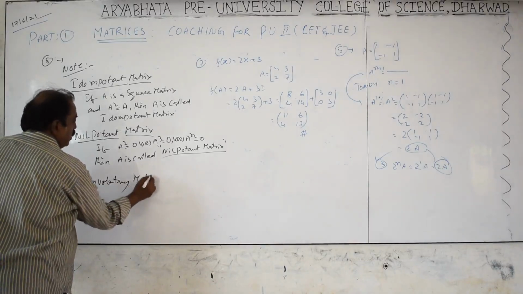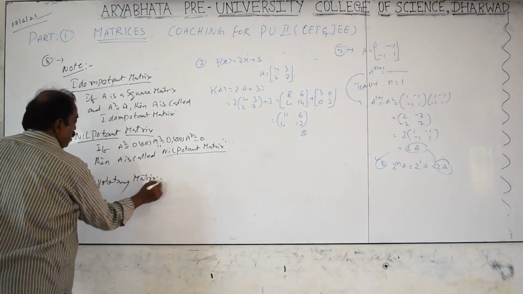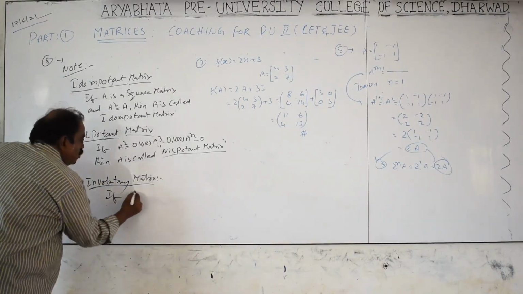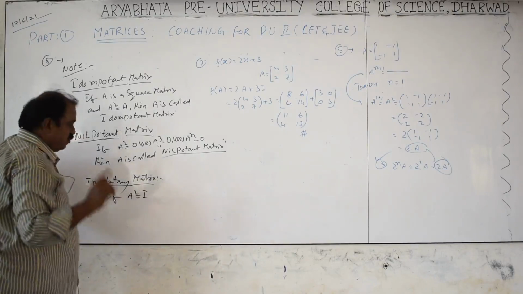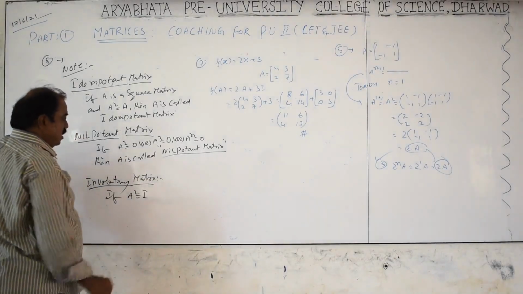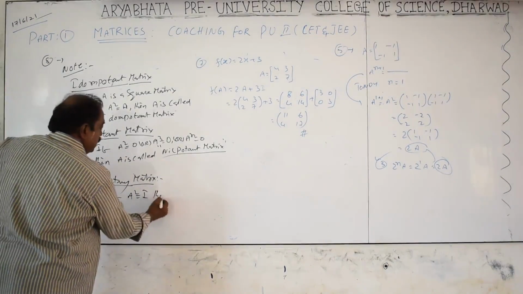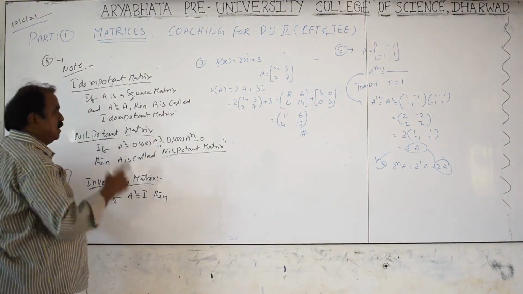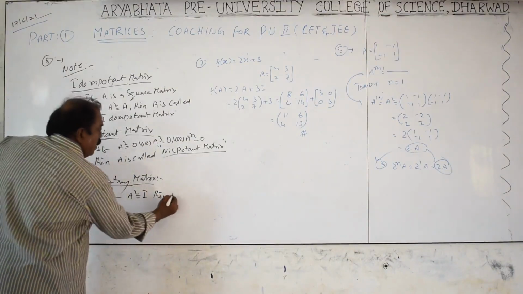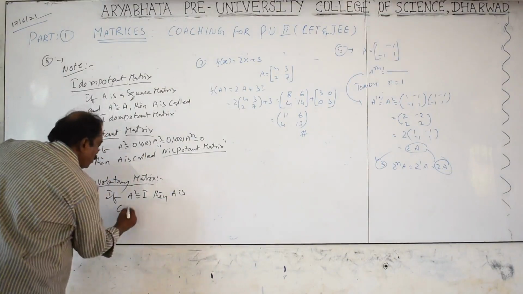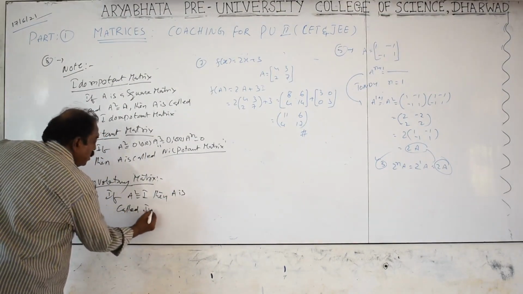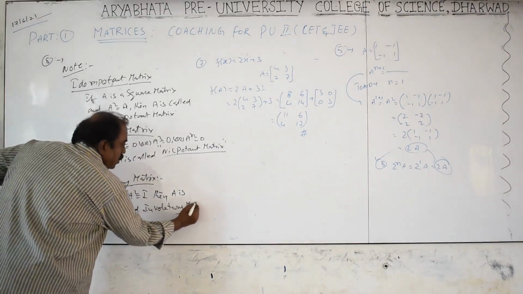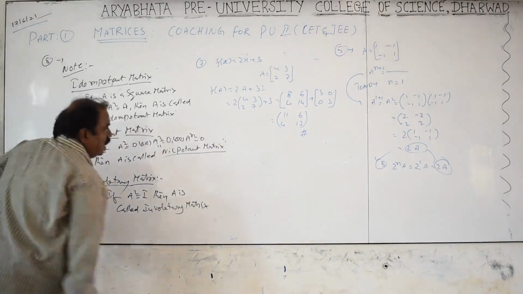Involutory matrix is there. If A square is equal to I, it is called an involutory matrix. Then A square only, not A cube; only for nilpotent it is A cube like that. Then A is called an involutory matrix. Like that.